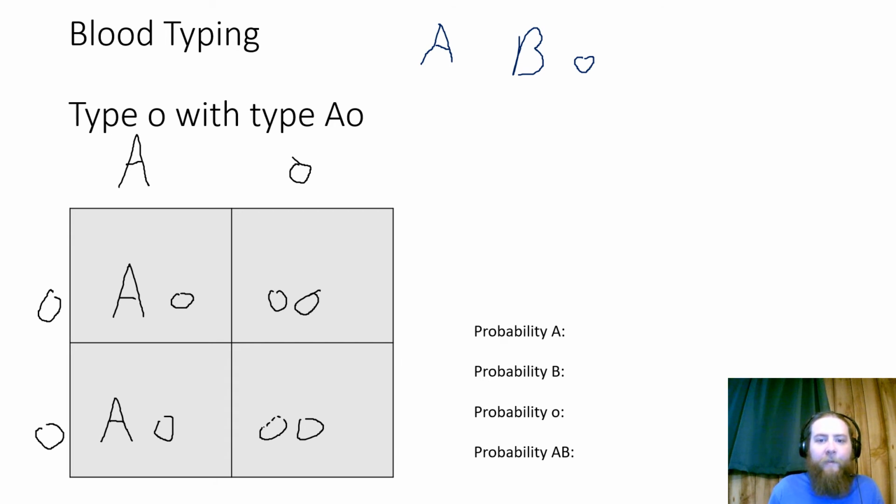The probability of blood type A, 50%, 2 out of 4. Blood type O, 50%, 2 out of 4. Everything else, big old zeros. 0 for B and 0 for AB. We don't have either of these types.